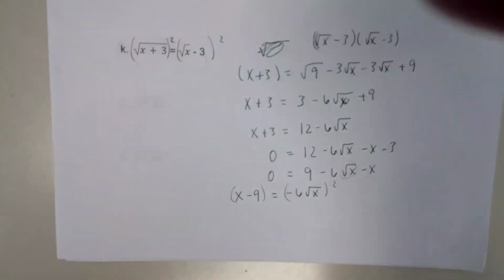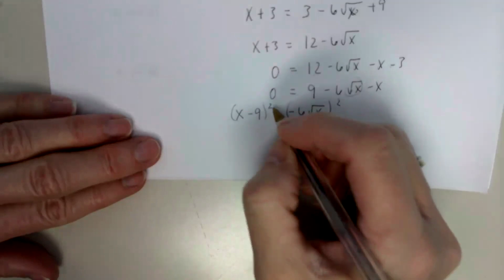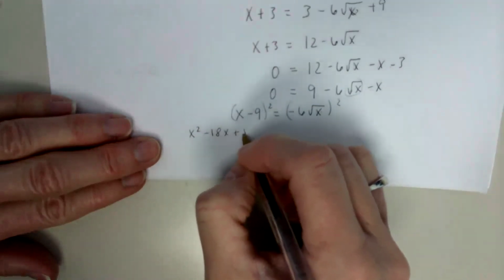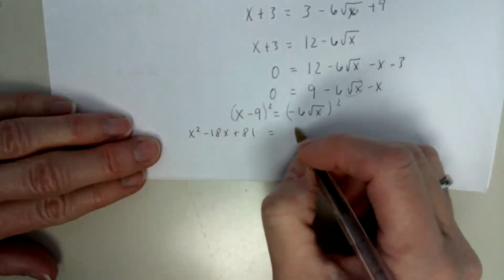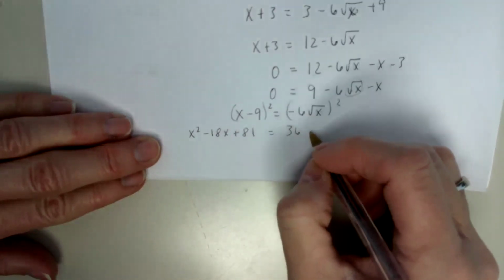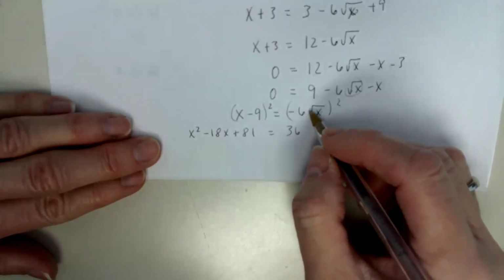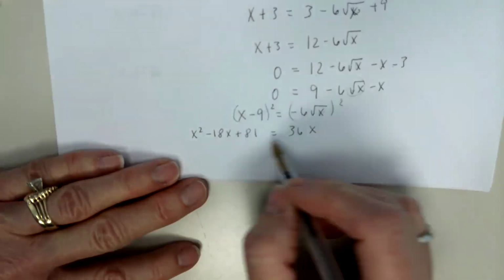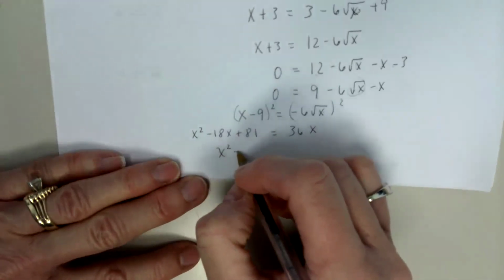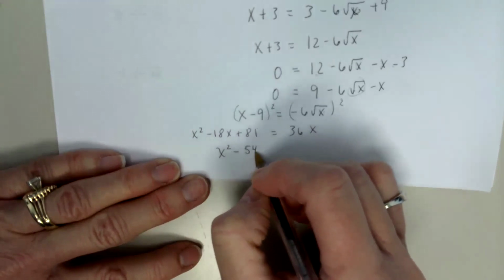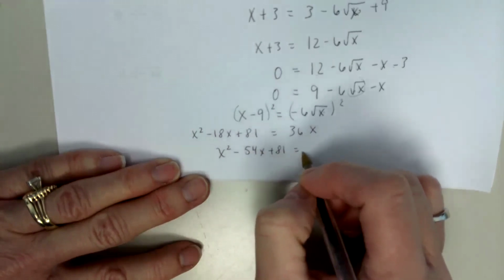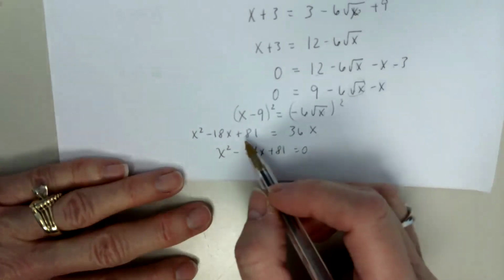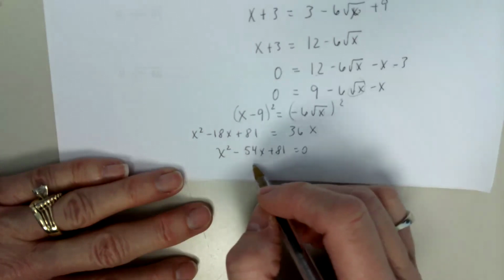So this is a double problem here. So that's going to square to be x squared minus 18x plus 81 equals 36. And then the square root of x squared will just be x. And now I can move that to the other side, and I'll have x squared minus 54x plus 81 equals 0. And so then I'm looking for factors here.